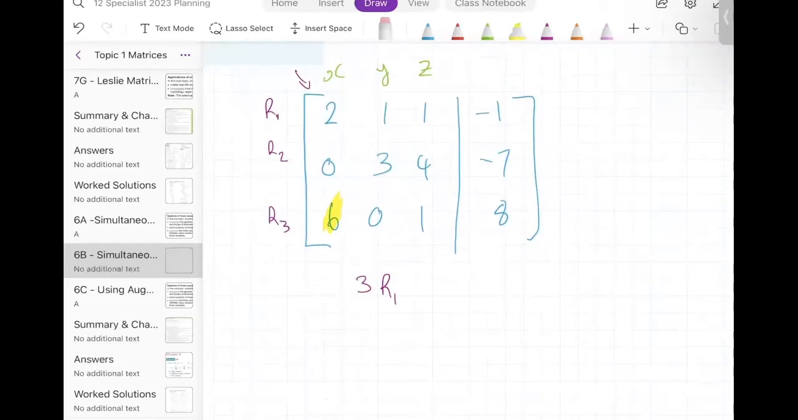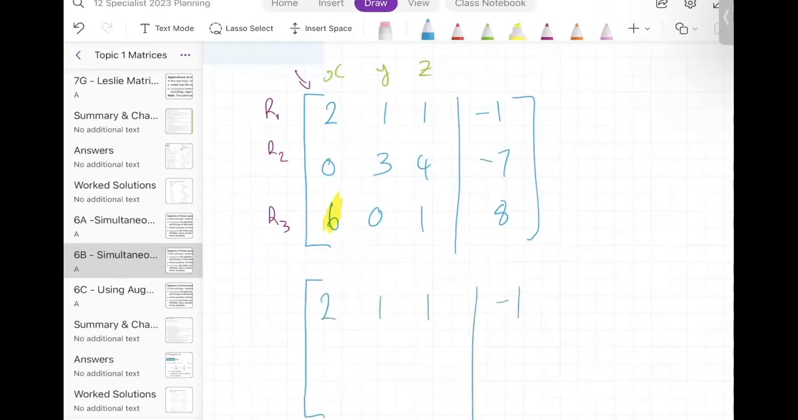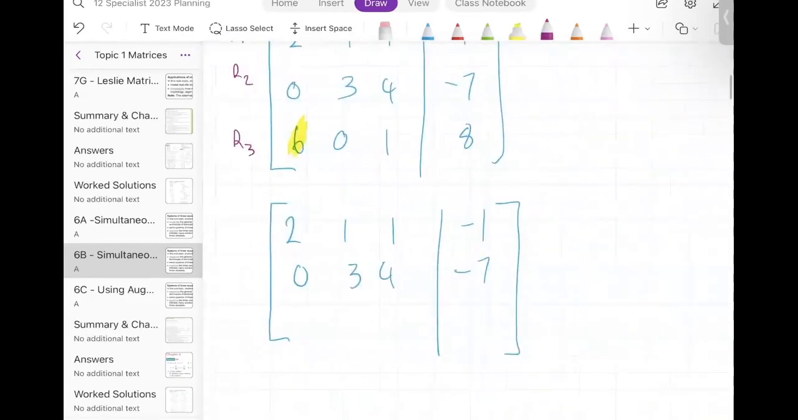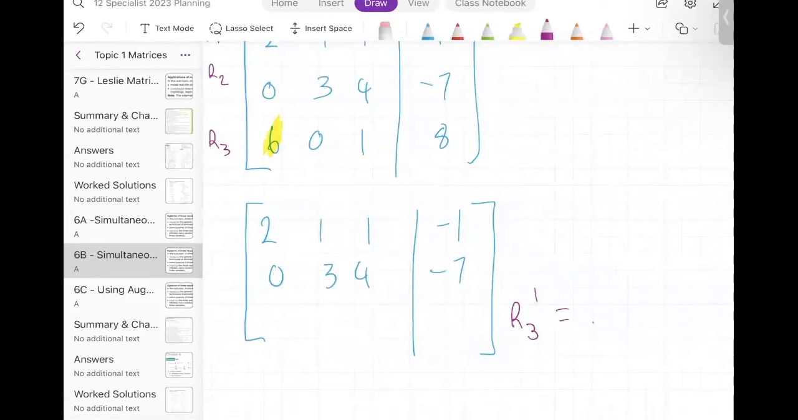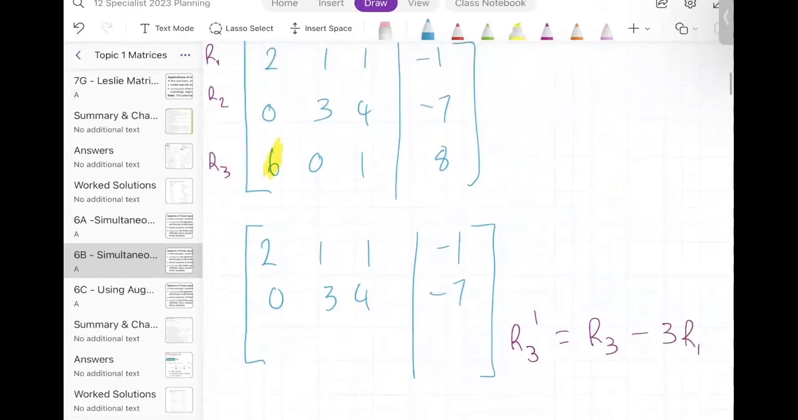So let's do that process here. The way we write this out is, because I'm just performing this operation on row 3, everything else is going to stay exactly the same. Just now for this row, my new row 3, which we call R3 with a little dash, is going to be equal to the original row 3 minus 3 times row 1. If I do that, that's going to be 6 minus 6.